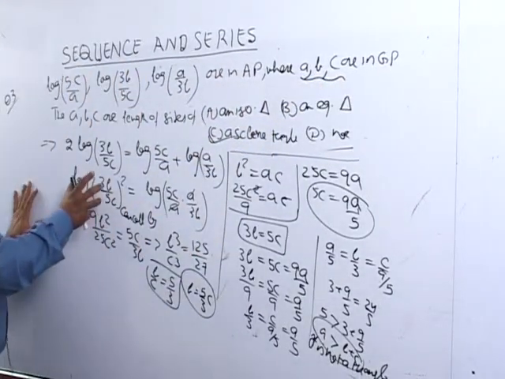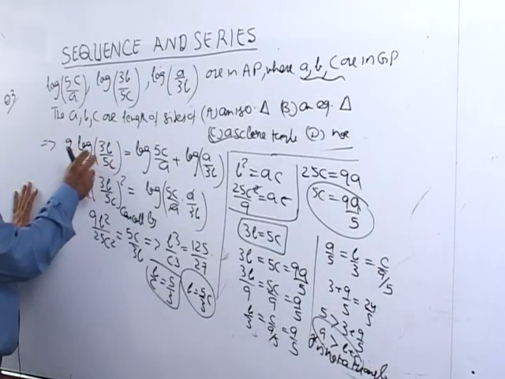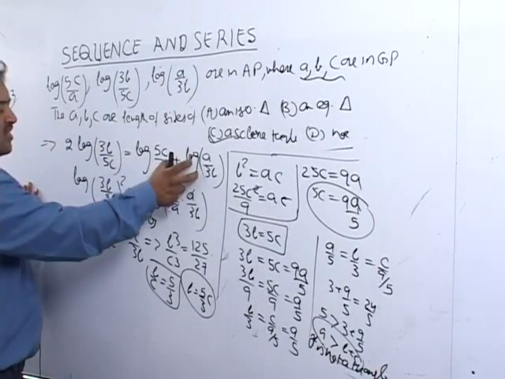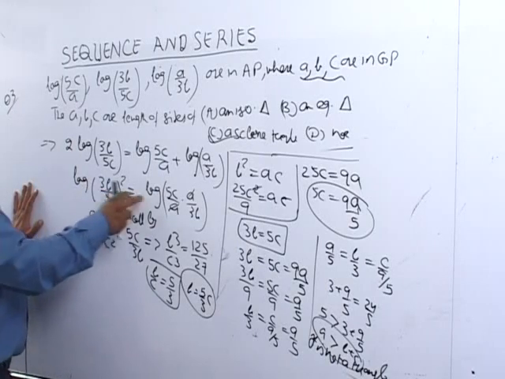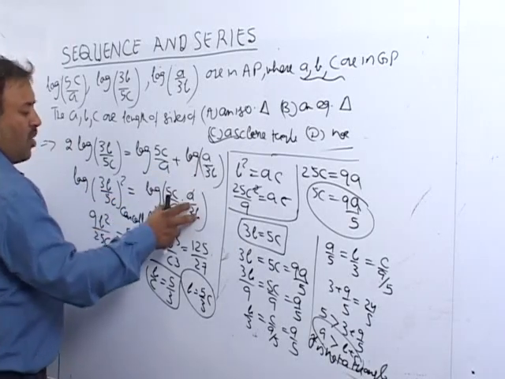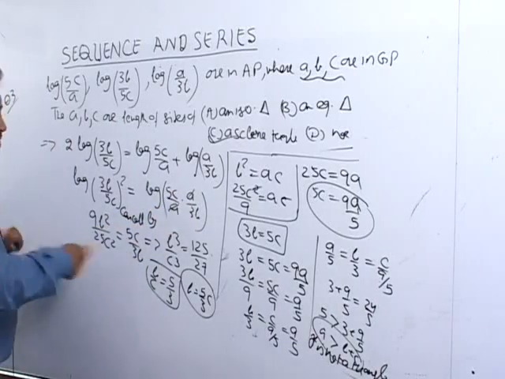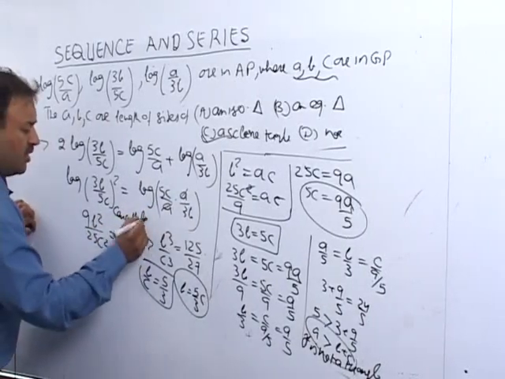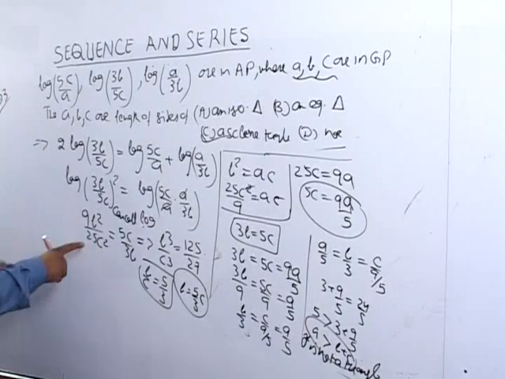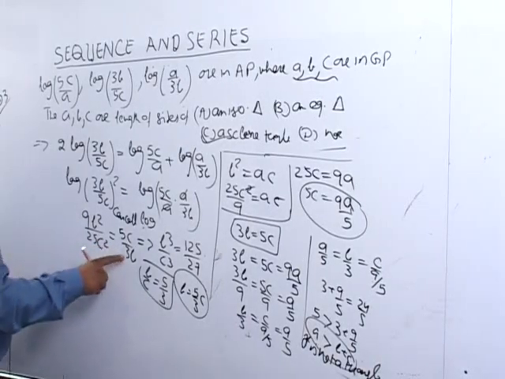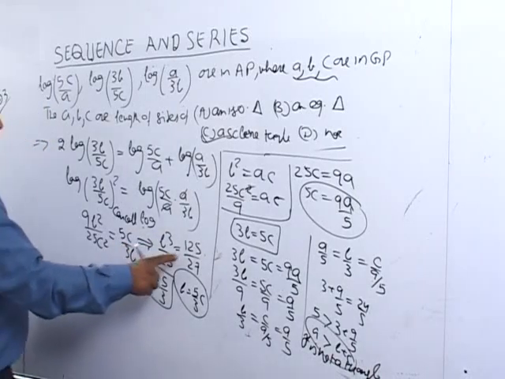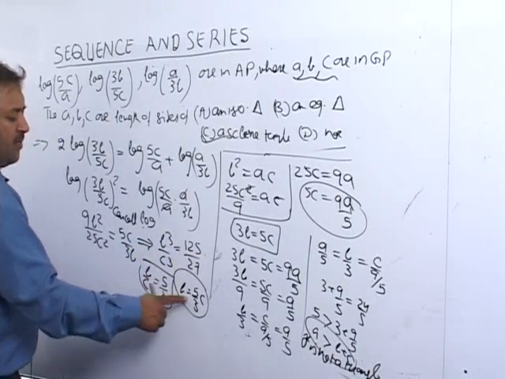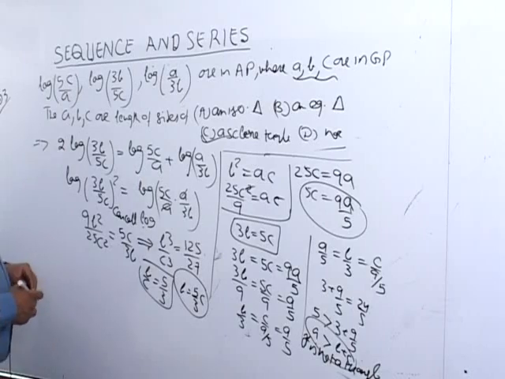So I start from here. I took log twice the middle term, sum of extremes. Now taking 2 on the power, log m^n is n log m, log m plus log n is log mn, cancel log. Now 9b square upon 25c square, 5c upon 3b. From here we can conclude b cube over c cube is 125 upon 27, or b is 5 by 3 c.